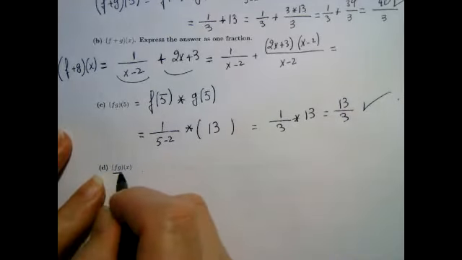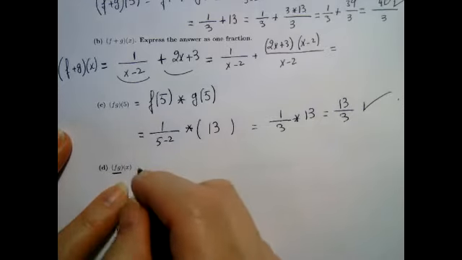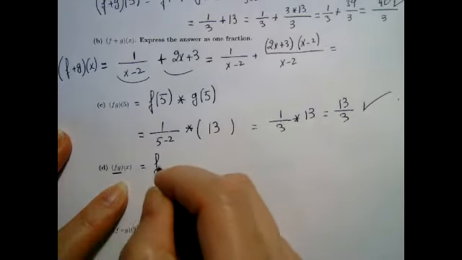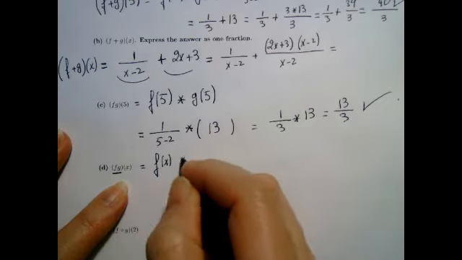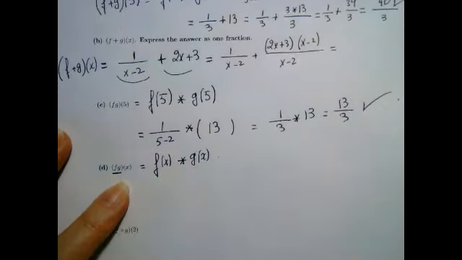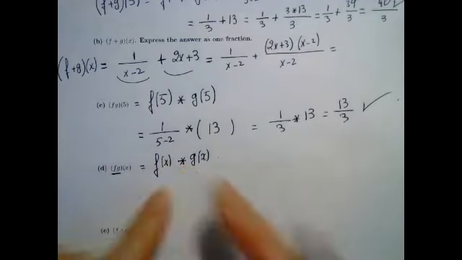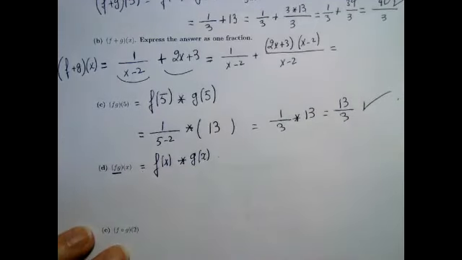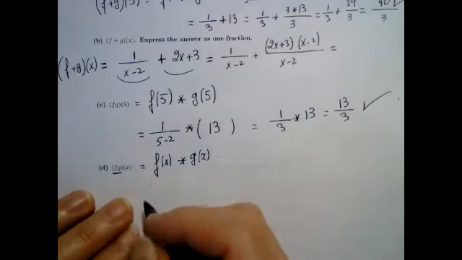This notation FG of x means f of x times g of x. That's what the notation means. So this is times. I'm writing it this way for you to understand. It's a multiplication. What is f of x?